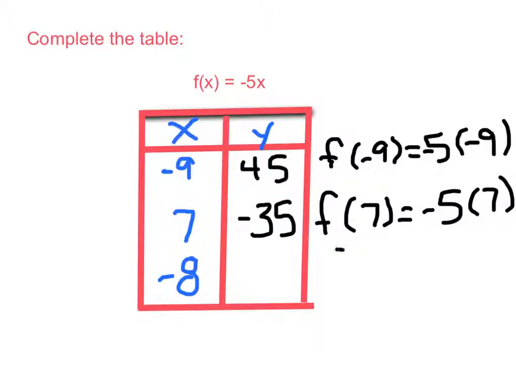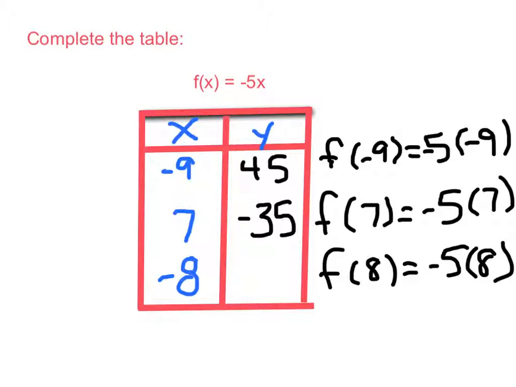And then the last one, f of 8 equals negative 5 times 8. Again, just replacing the x with the 8. Negative 5 times 8. Oh, I messed up. It should be negative 8. Negative 5 times negative 8 is a positive 40.